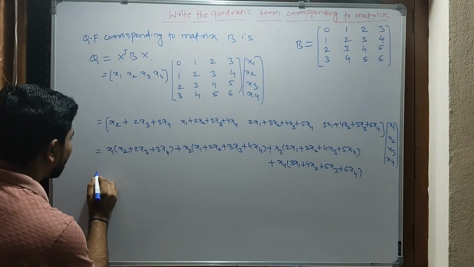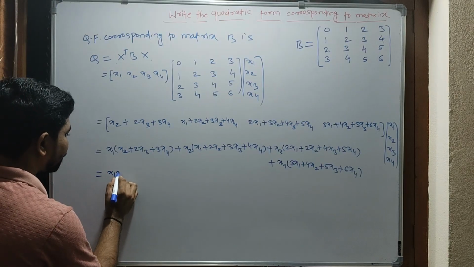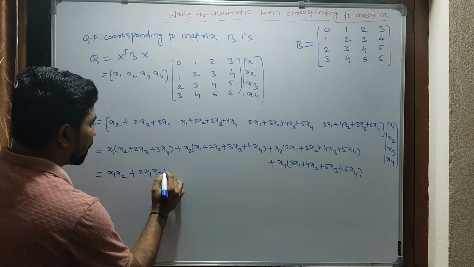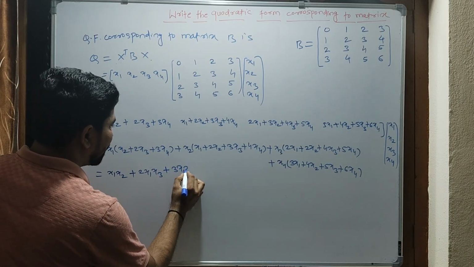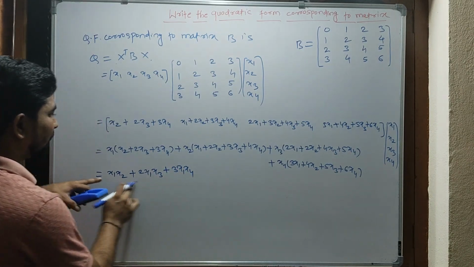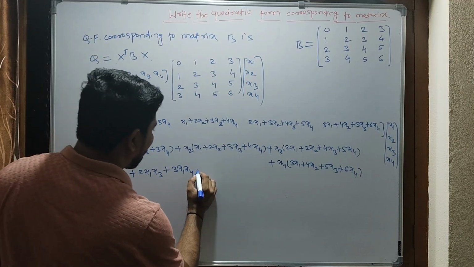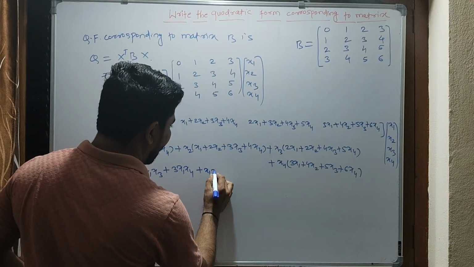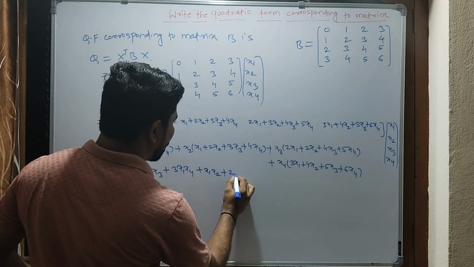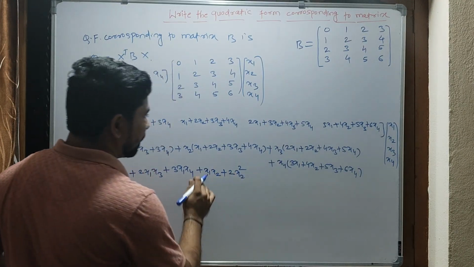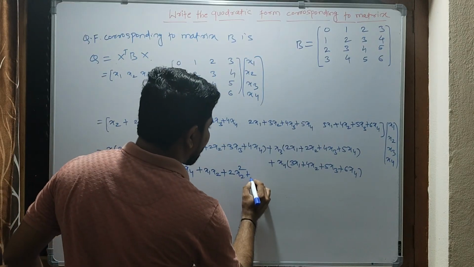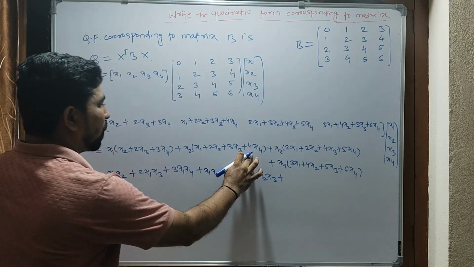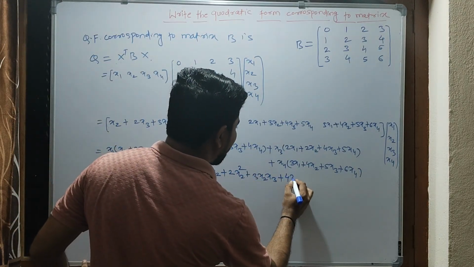Carefully multiply. This is equal to x1 x2 plus 2 times x1 x3 plus 3 times x1 x4. So this is my first bracket. Now come to the second bracket: x1 x2 plus 2 times x2 square plus 3 times x2 x3 plus 4 times x2 x4.